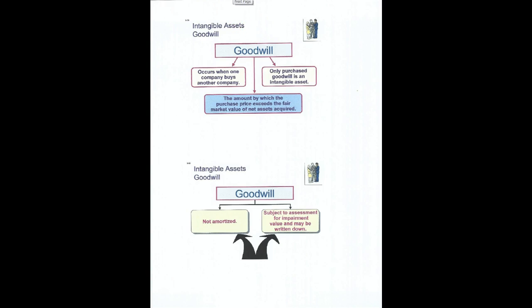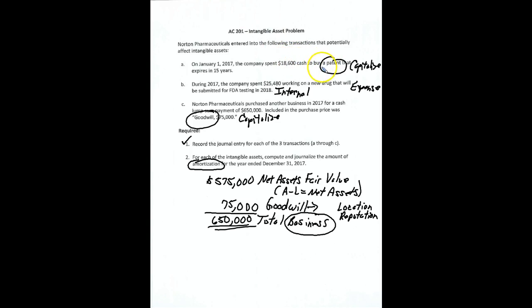So when we get over here, the patent has a limited life of 15 years. So if I take that 18,600, divide by 15 or take it times 1 out of 15 years, I'll get the annual amortization to be $1,240. So we will expense that. So instead of depreciation expense, we just call it amortization expense. Notice we do not have an accumulated patent account. We just decrease the asset directly. So we do not use accumulated. So there's no accumulated account. We just reduce the asset directly.